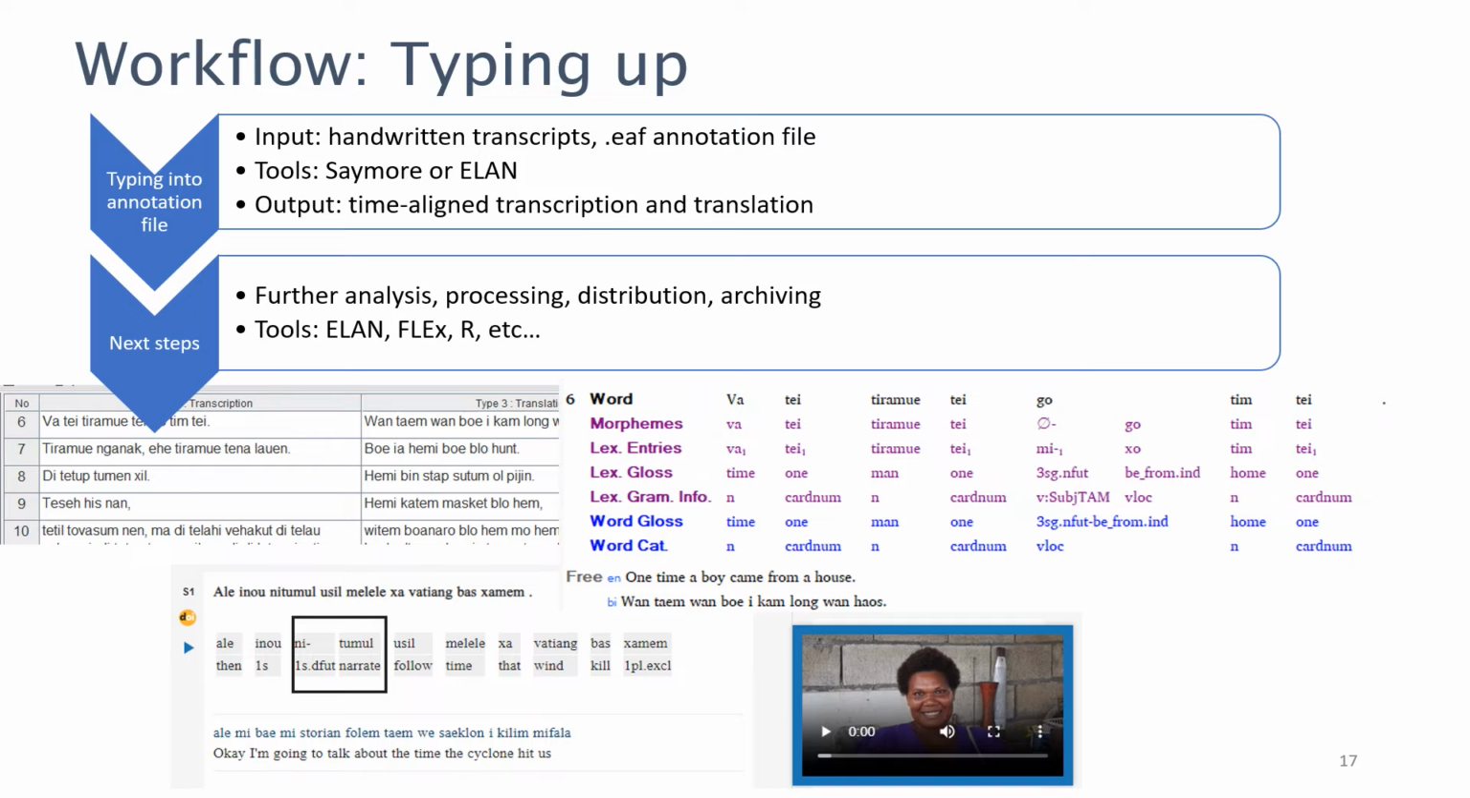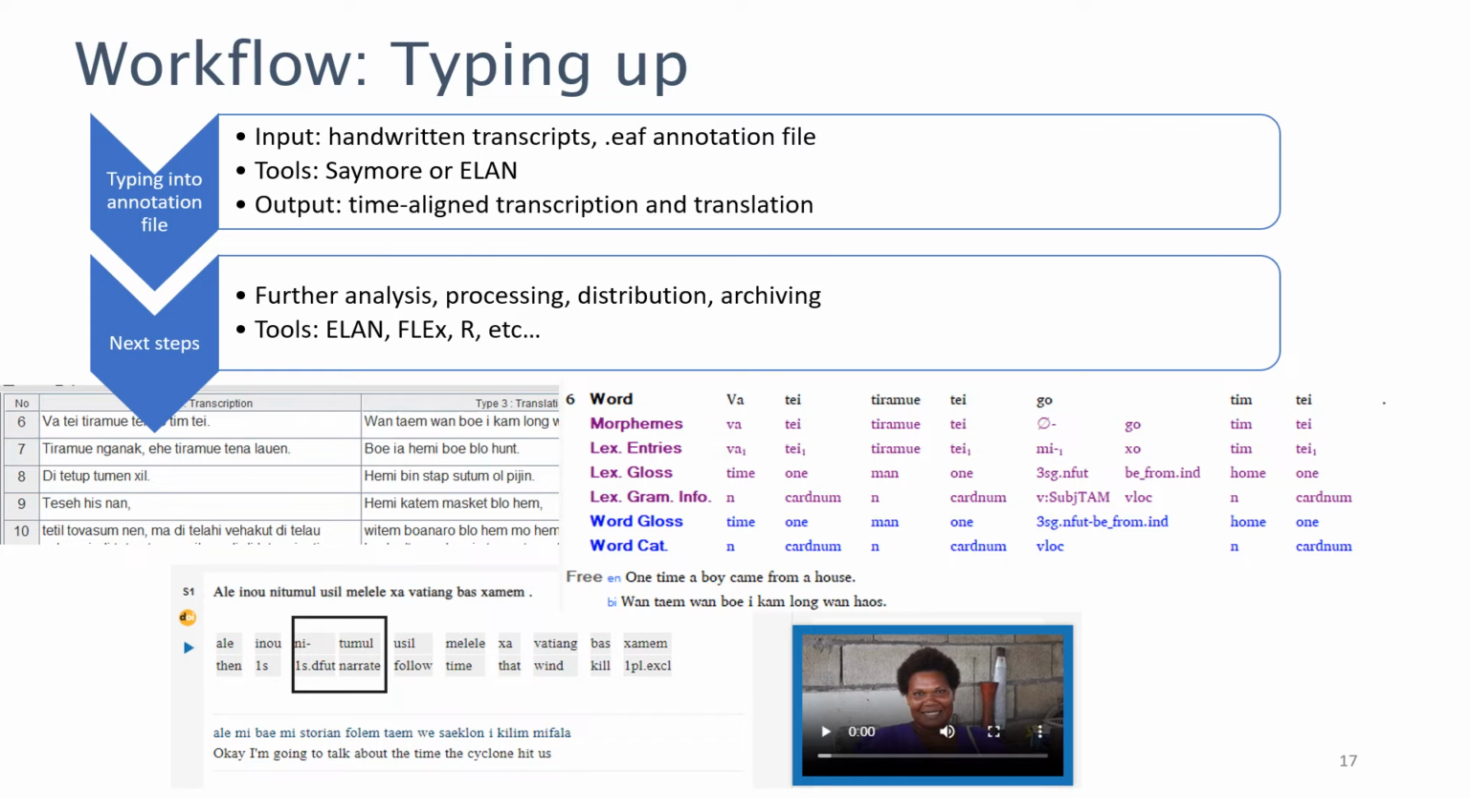Okay, and then the next stage is to type up what's in those handwritten transcripts into the annotation file that was originally generated in Seymour. You could do that in Seymour or in Elan, and then the end result is that you have your timeline transcription to refer back to, and that should be really straightforward as long as the labeling is clear throughout. This is also a really useful stage to be checking for things like omissions or overcorrections, over translations.